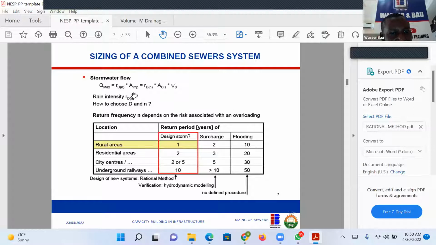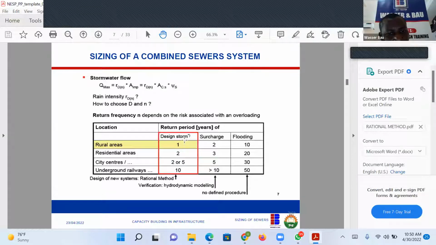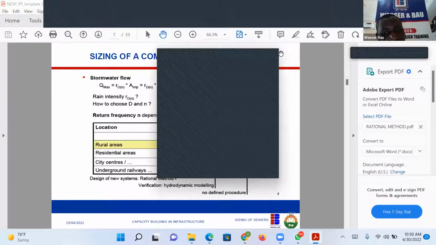So the rainfall intensity: how do you determine the rainfall intensity? How do you choose your duration? How do you choose your frequency? We say that the return frequency N depends on the risk associated with an overloading. So if you are in rural areas, designing for storm, a 1 year return period is enough. If you are designing for surcharge, 2 years. If you are designing for flooding, 10 years. Nobody designs for flooding in rural areas because flooding will not cause any issue.